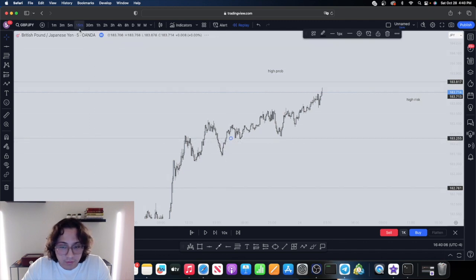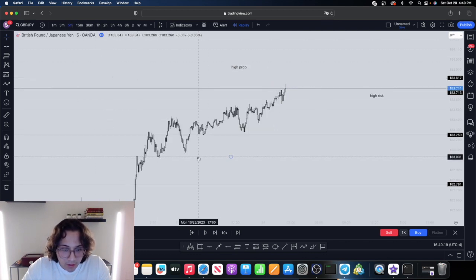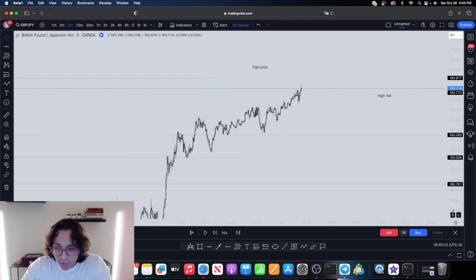I marked this up from the 15th. This right here is exactly where I took the high risk, and then my high probability was right over here at the 183.084, right there. Awesome, exactly just like this. All right, so this is exactly what I did.